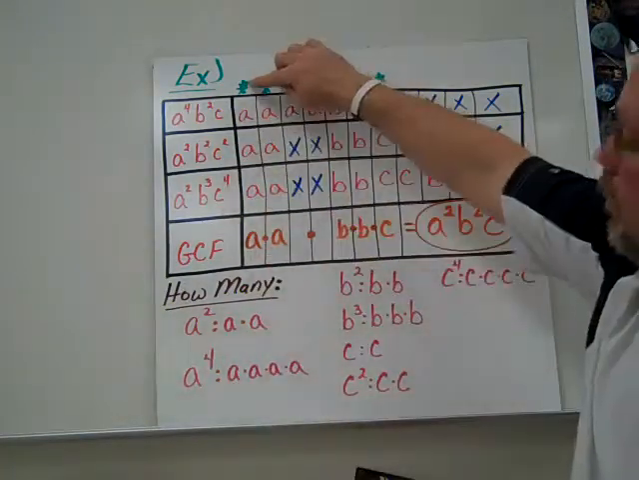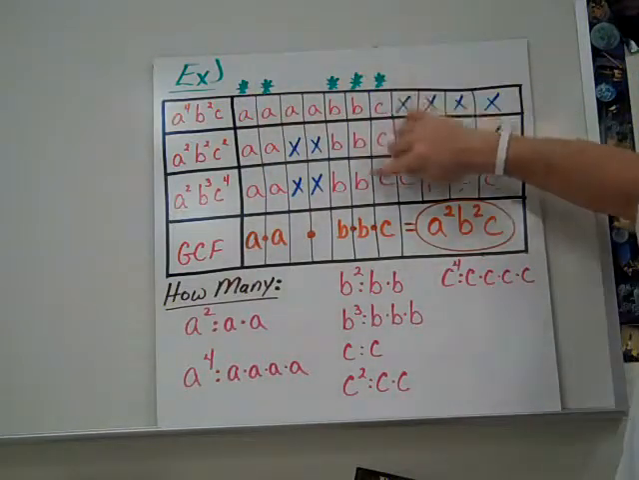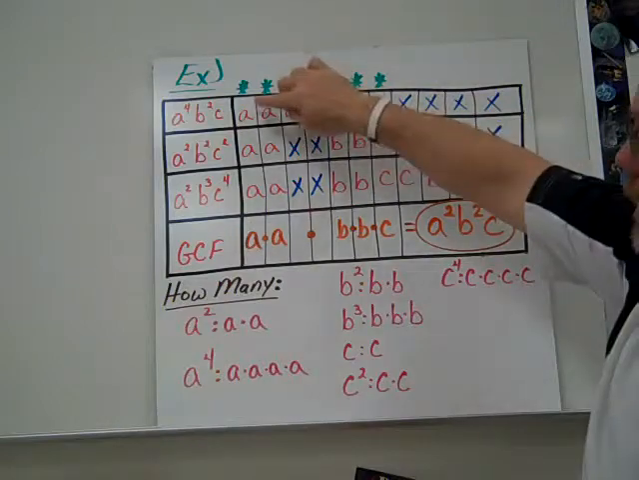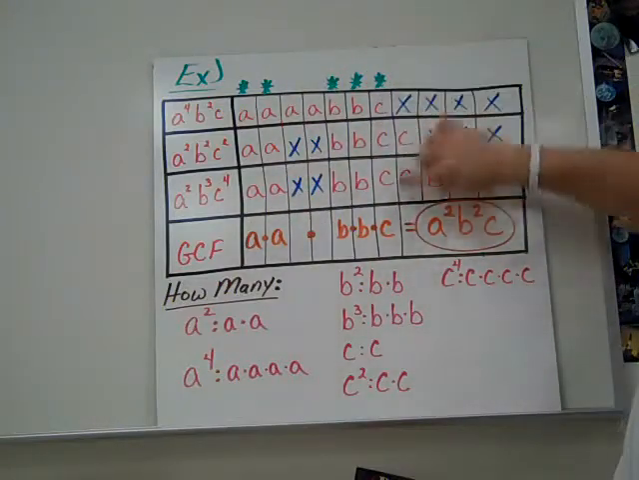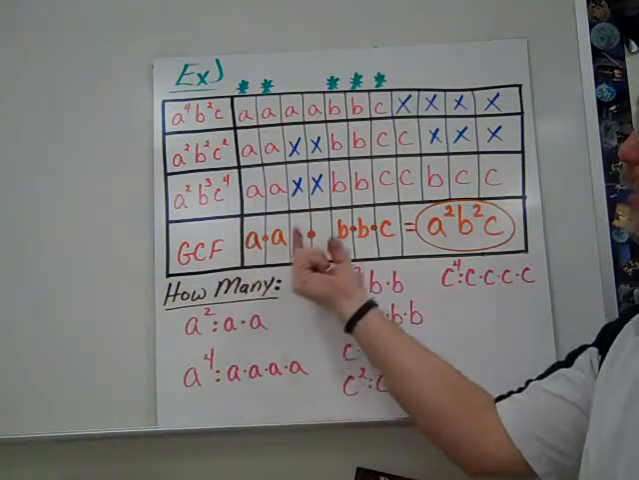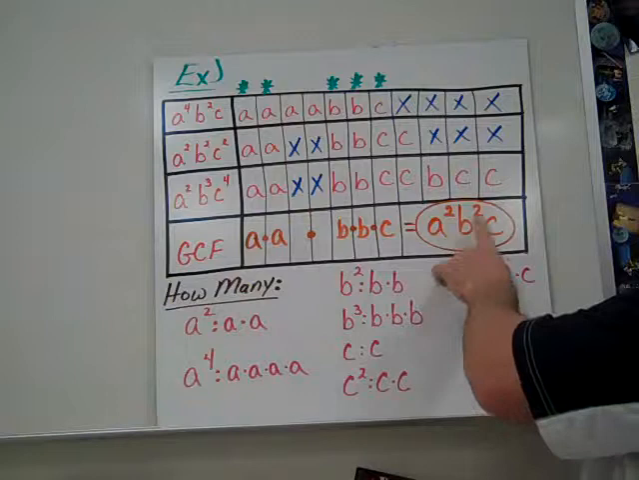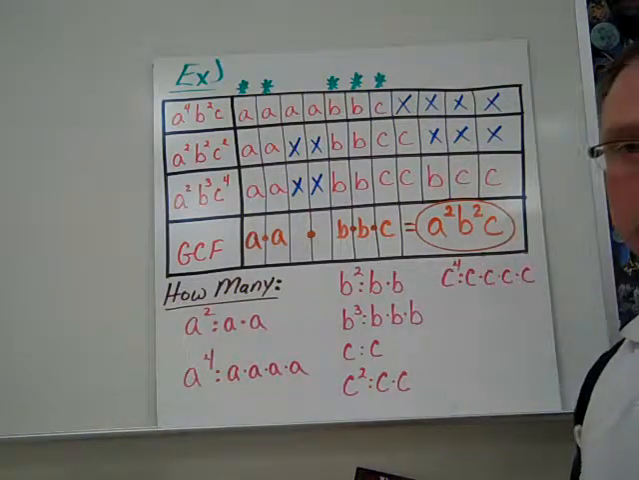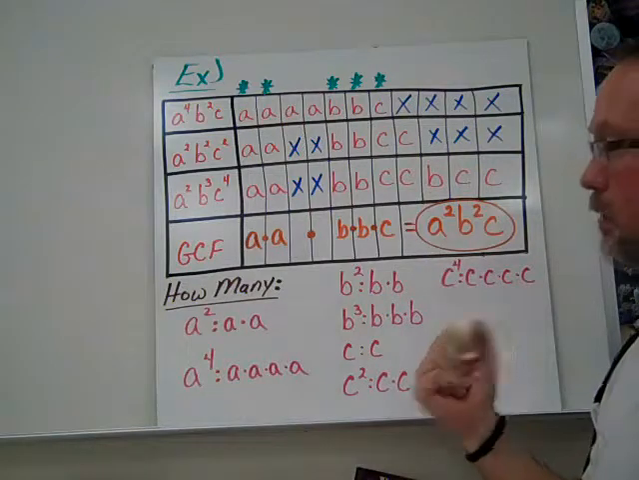So again, we're going to only bring down the columns that are filled. And those have the green star next to them. So we have a times a, b times b, and 1 c. So again, we're going to multiply if we have more than 1. So we have a squared, b squared, c. This is our greatest common factor for this problem.